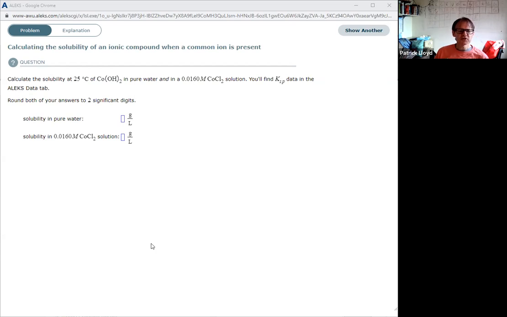So it says here, calculate the solubility at 25 degrees Celsius of Co(OH)2, that's cobalt-2 hydroxide, in pure water, and in a 0.0160 molar CoCl2 solution. You'll find Ksp data in the ALEKS data table. Round your answer to 2 significant digits. We're going to look at the solubility in pure water, which we've already covered how to do, and we're going to look at the solubility in 0.0160 molar CoCl2 solution. Again, grams per liter. So notice with this problem, they're telling you what units you want to have that in there.